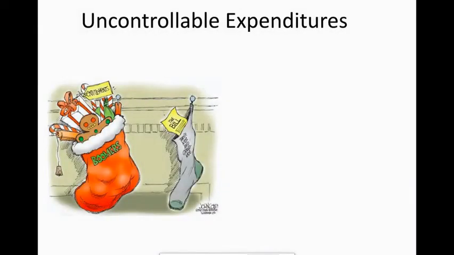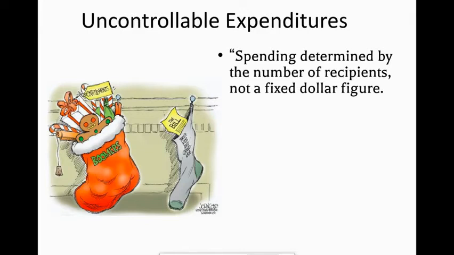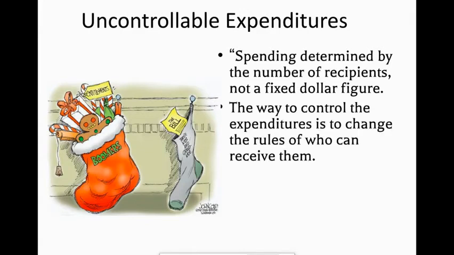There's also uncontrollable expenditures, and this is the idea of spending determined by the number of recipients, not a fixed dollar amount. So the way to control this expenditure is to change the rules of who can receive them. A lot of times what we do is we increase the ages for people who can get the entitlements.